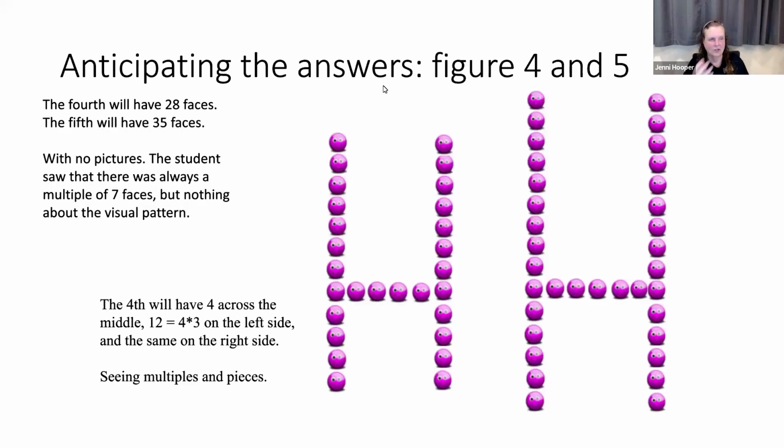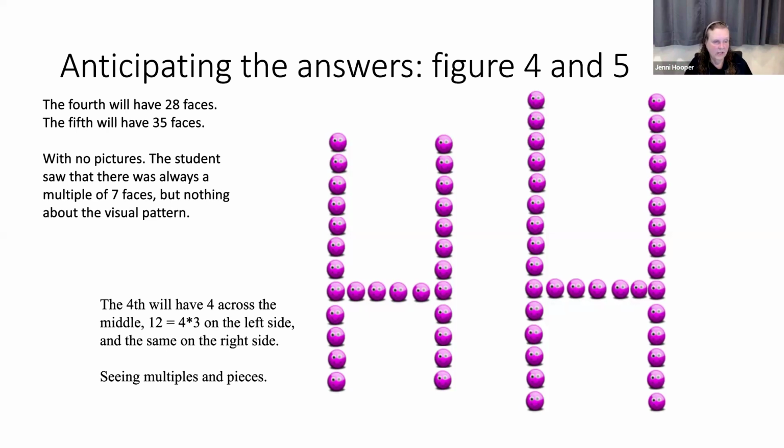Okay, so the answers. Here's what 4 and 5 will look like. I'm thinking some students will say the 4th will have 28 faces, the 5th will have 35, but maybe they won't draw pictures. The student saw it was always a multiple of 7, but then didn't see anything about the visual pattern. They just went 7, 14, 21, 28, 35. Okay, they might do that.